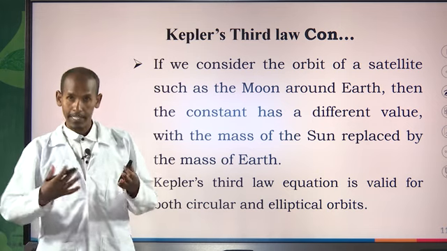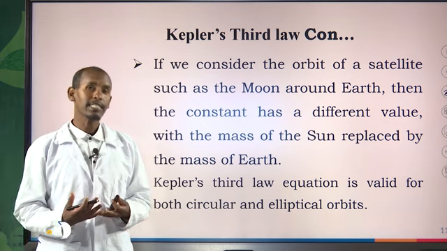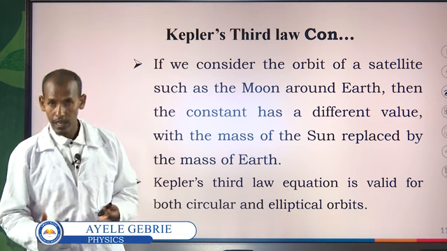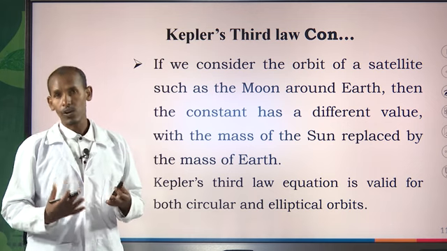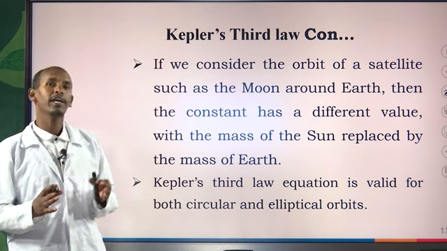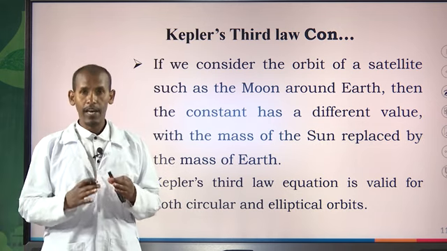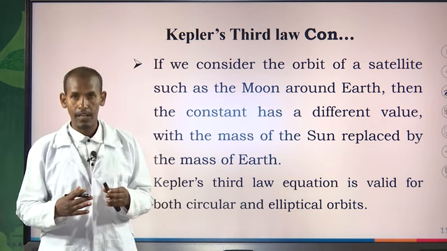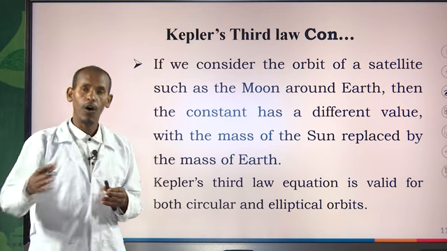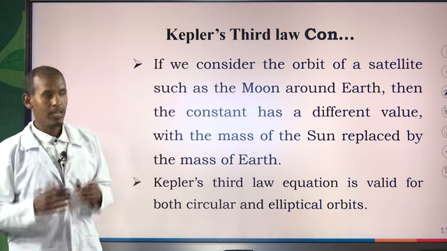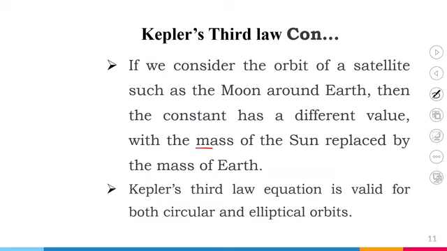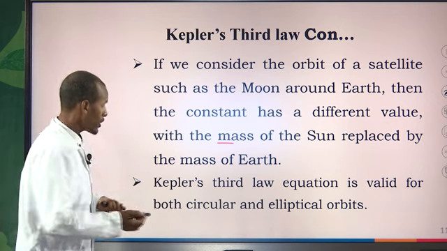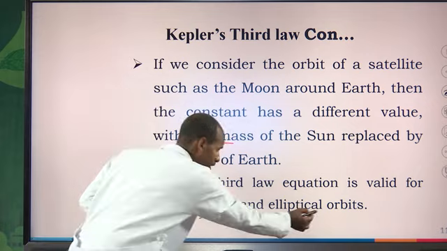If the central body is Earth, this mass becomes the mass of the Earth. Therefore, since the mass of the Earth and the mass of the sun are not equal, the constant K is not always equal. It is constant for all planets only when the center is the sun. But if the Earth is the central object, K is constant for all satellites moving around the Earth, which is a special case. Kepler's third law equation is valid for both circular and elliptical orbits.